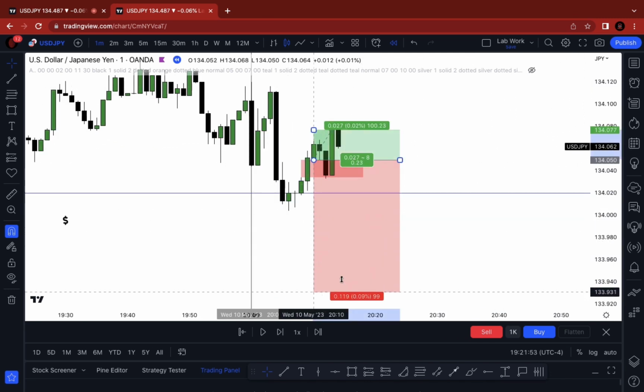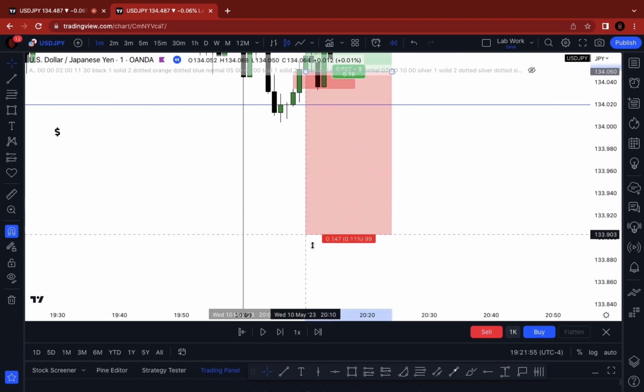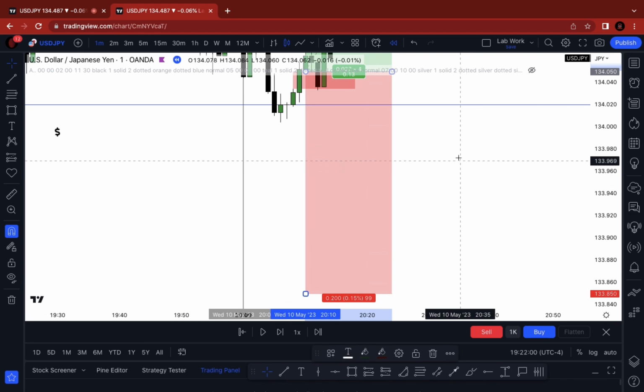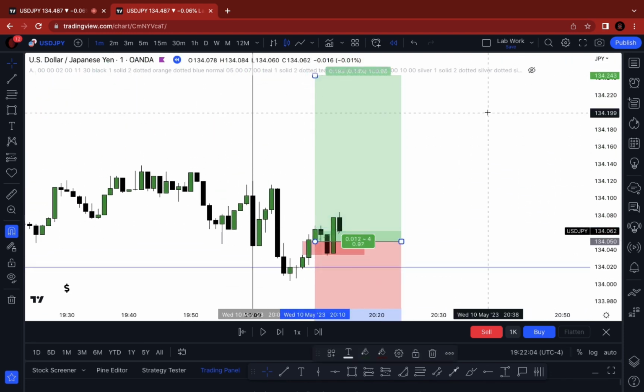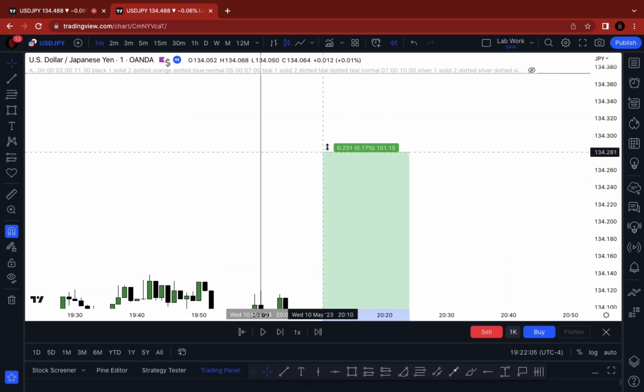So normally I'm going with a 20 pip SL, 15 to 20 pip SL. That's generally all my intraday trades, 20 pip SLs or 15 pip SLs. Then I'm going for either a 20 pip TP, so a 1-to-1. But instead I went for a 30 pip one. So that was my first initial TP that I wanted to take off.